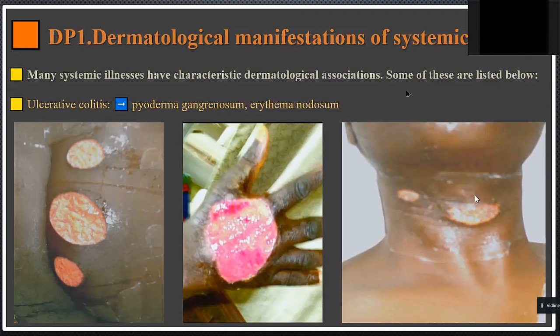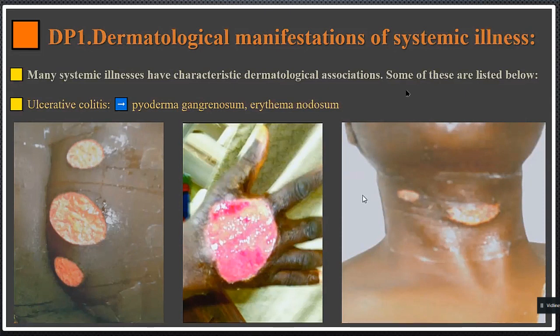They can give you a question in SPA as a single best answer, and it can be a situation in OSCE. They will give you a patient with rashes and ulcers in the leg, for example, and the patient has abdominal pain, maybe bloody diarrhea. This one, as you see here, is called pyoderma gangrenosum. And of course, erythema nodosum, as we showed you in the previous slide. So you can diagnose ulcerative colitis.